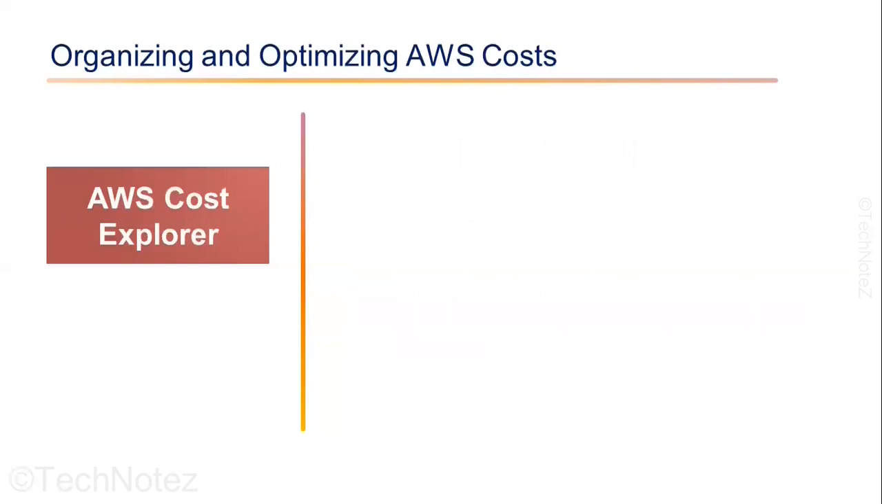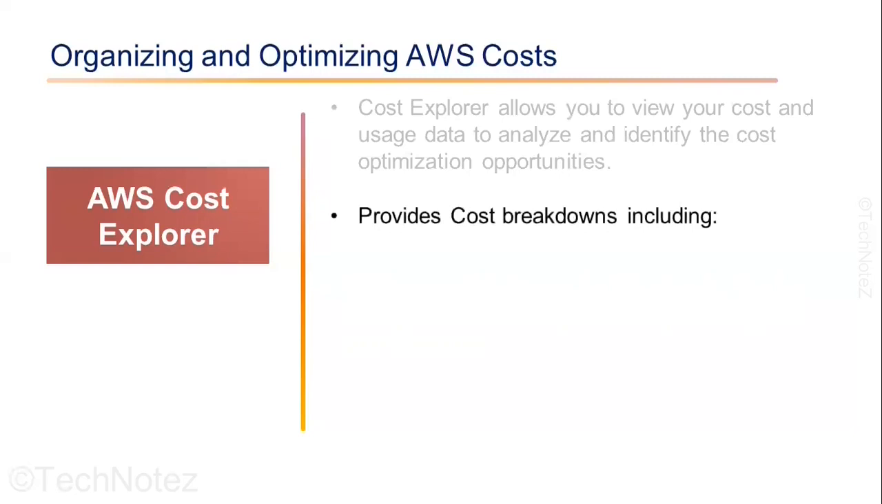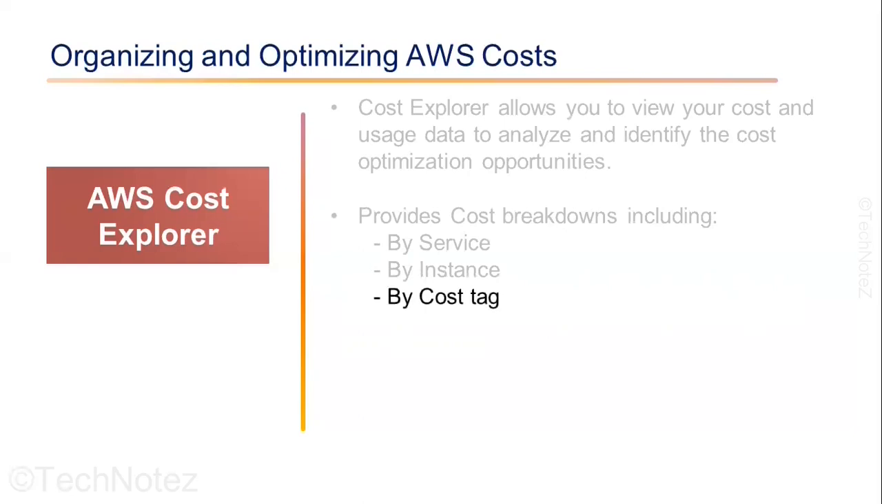If you are utilizing multiple AWS services like EC2 or S3, you would want to know how much you are spending on each service. AWS Cost Explorer is a tool that helps you to view your cost and usage data to analyze and identify cost optimization opportunities. It helps you to see how much you are spending on each service and what the possibilities are to save money. It also provides cost and usage data at different levels of granularity, such as by service, by instance, or by tag, that allow you to drill down into specific areas of your AWS usage and cost.